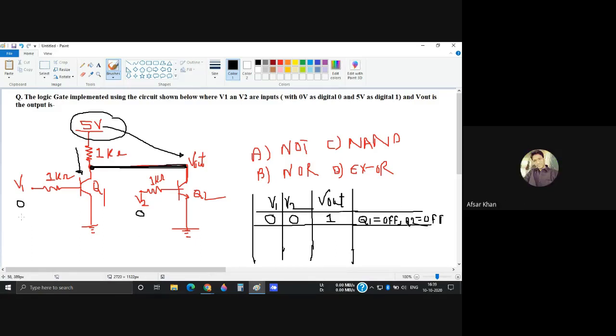Now we will apply V1 as 0 and V2 as 1. In the second case, 0 volt and 1 means 5 volt. We know that 1 represents 5 volt. If we apply 5 volt here, tell me the states of transistors Q1 and Q2. Q1 again remains off.